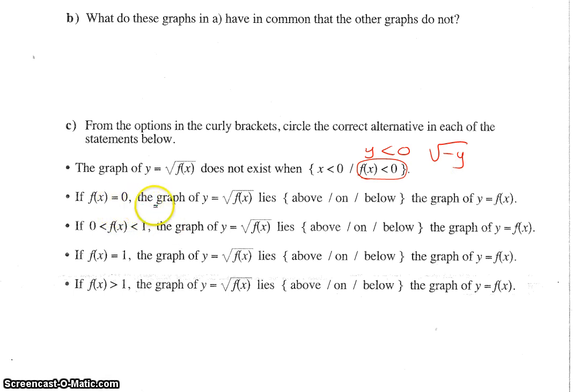If f of x is 0, the graph of f of x lies on the graph, right? Because when you square root 0, you get 0. When it's between 0 and 1, the graph of f of x lies below. So if you square root something like 1/4, you get 1/2. So it actually gets bigger, which means it lies above. Okay, let's go to part 2 to finish this up.